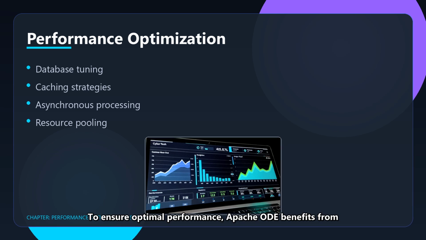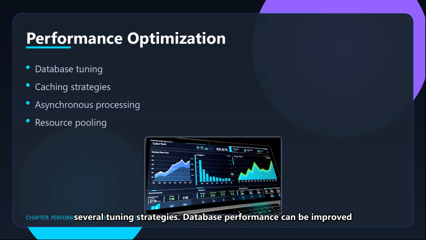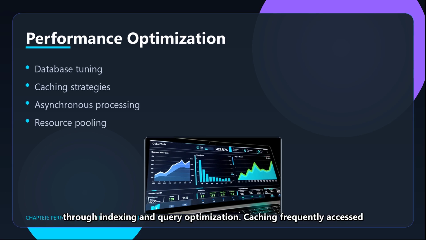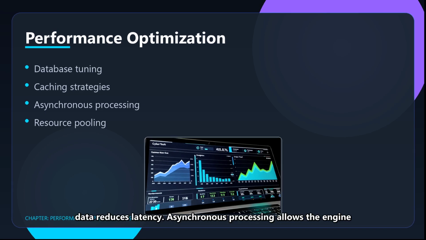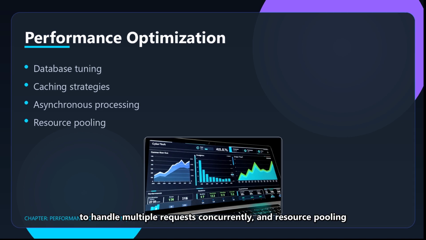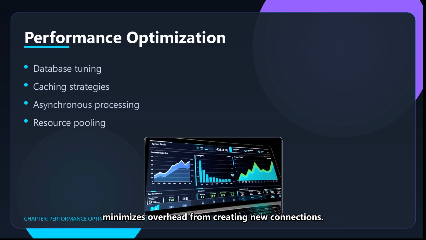To ensure optimal performance, Apache ODE benefits from several tuning strategies. Database performance can be improved through indexing and query optimization. Caching frequently accessed data reduces latency. Asynchronous processing allows the engine to handle multiple requests concurrently, and resource pooling minimizes overhead from creating new connections.